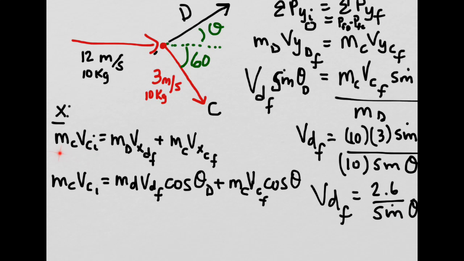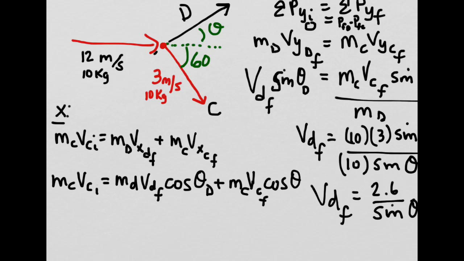Alright, in the x, I have the sum of the momentum initially, which is only object C, equals the sum of the momentum final. In the x direction, momentum of object D in the x direction, momentum of object C in the x direction. These are both finals. Leaving this the same, got to get rid of the x component. Vd final cosine theta d, Vc final cosine theta. I know most of these numbers.